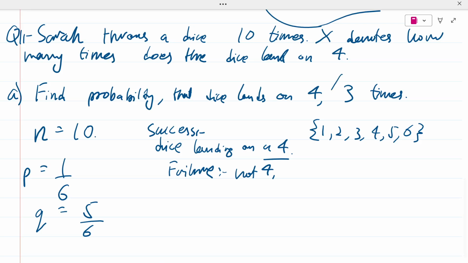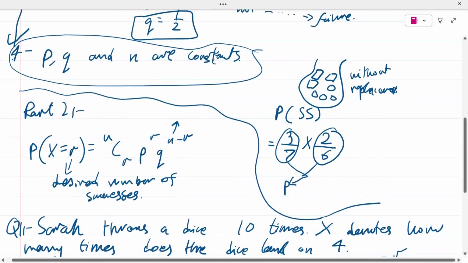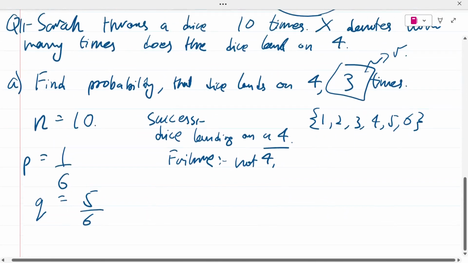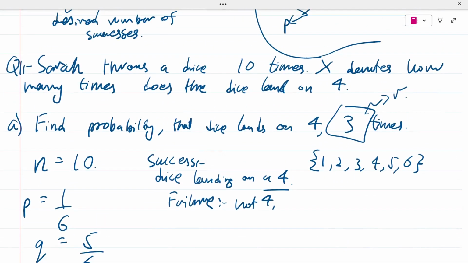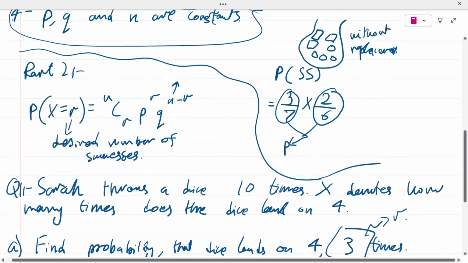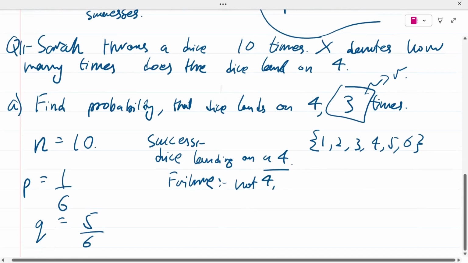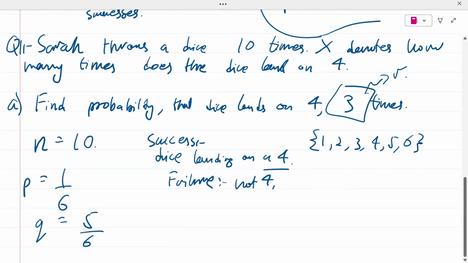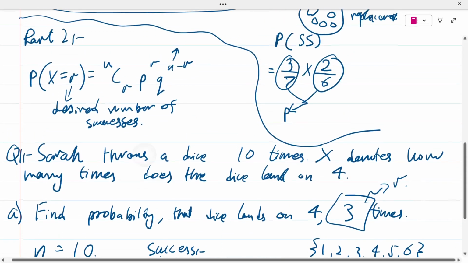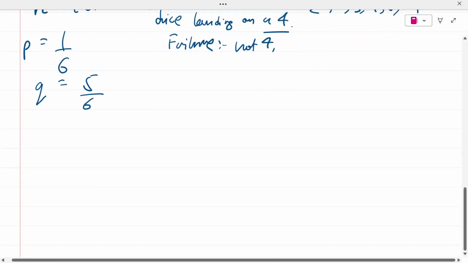Now, what is this 3? This 3 is the R that we are going to use in the question. And yes, we now finally know that this is a binomial distribution question. R is how many times you want the event to happen in the experiment. So you know it's going to happen 10 times. How many times do you want the success to happen? That would be our R, right? So this is how we're going to solve it.